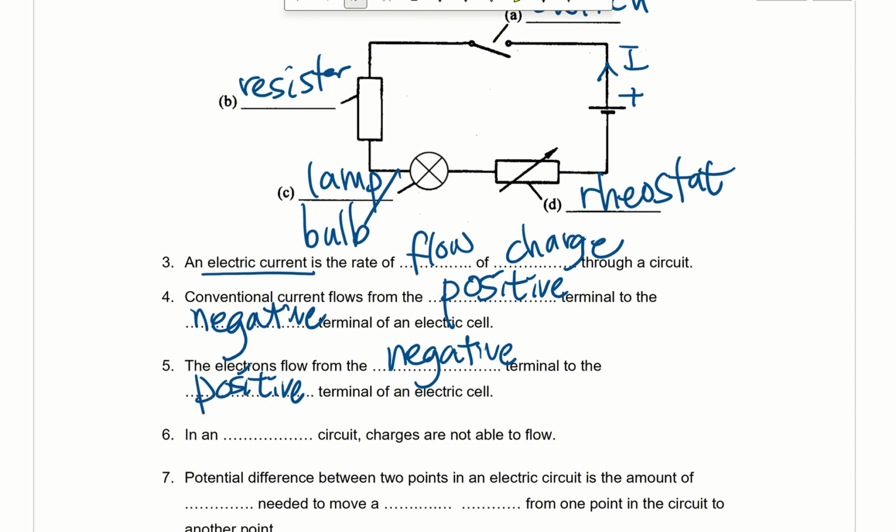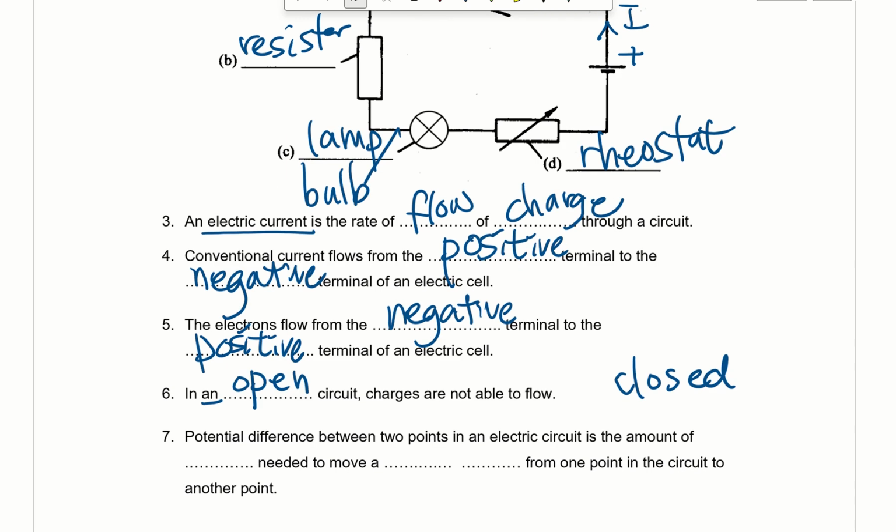Now, in what circuit are charges not allowed to flow? They use "and", that means the following word must start with A, E, I, O, U, right? So in an open circuit. What is the opposite of open circuit? Opposite is closed circuit. Only in a closed circuit will current be able to flow.